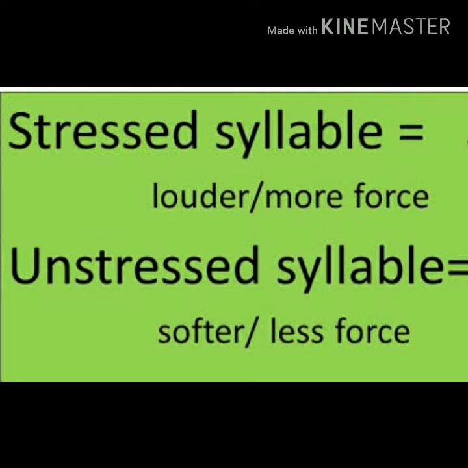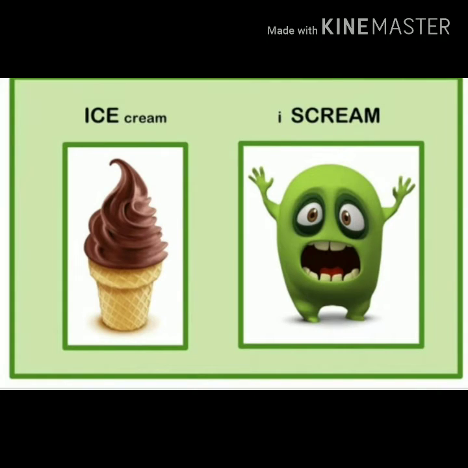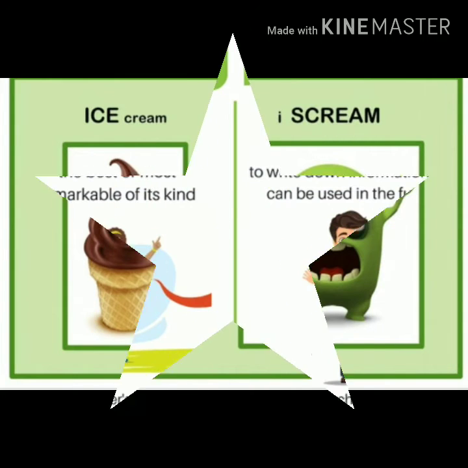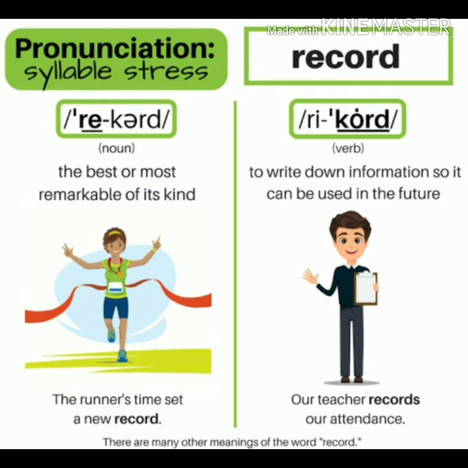Why is that important? Let me show you 2 examples. Have a look at this: ice cream and I cream. Ice cream. Okay, the first one is the delicious something that we eat when we feel really hot, and the other one means I cry out loud. Some words have the same spelling, but actually they have two different meanings. Let's have a look at this. Record and record. Record is the best or the most remarkable of its kind.